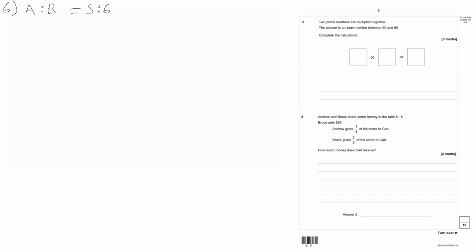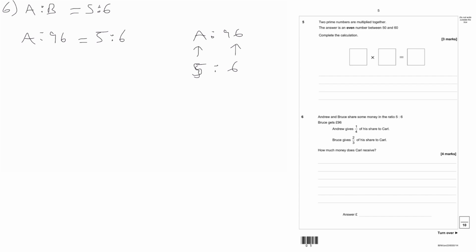We're told that Bruce gets £96. So let's rewrite this ratio using this information. So A to 96 equals 5 to 6. Let's just compare those for a second. If we have A to 96 and 5 to 6, the question becomes, if the transformation from here to here is something, then we have to apply the same transformation from here to here.